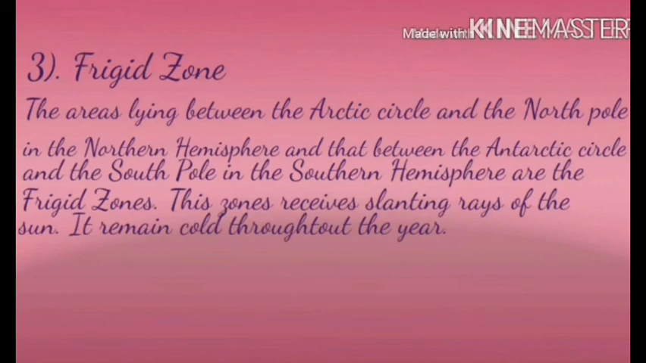Third, frigid zone. The areas lying between the Arctic Circle and the North Pole in the northern hemisphere and those between the Antarctic Circle and the South Pole in the southern hemisphere are the frigid zones. These zones receive slanting rays of the sun. It remains cold throughout the year.